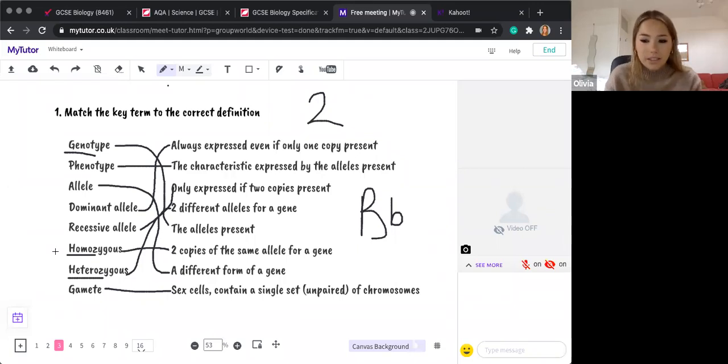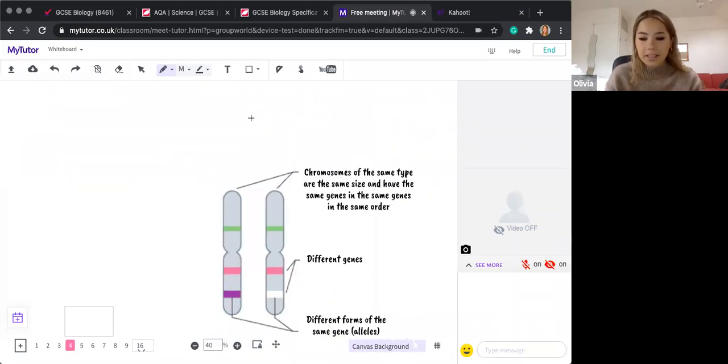Okay then, let's go on to the next part. Hopefully those definitions have made sense. We'll see what those are like in practice now.